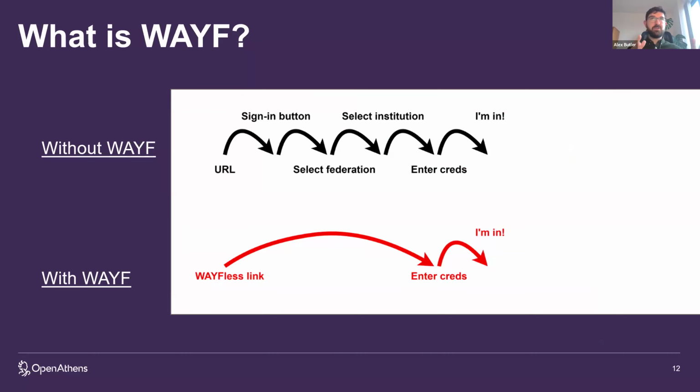So just to show you this diagram to explain WAYF and wayfless linking a little bit more, at the top you have what we just saw on that institutional login screen. Your user clicks a link, they have to find the sign in button, they have to know that they're looking for organizational login or institutional login, and then they have to enter their credentials, and then they're in.